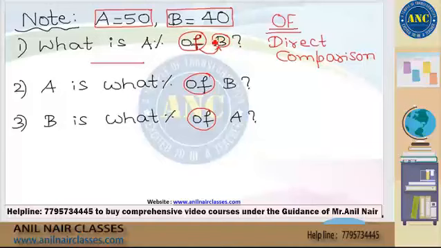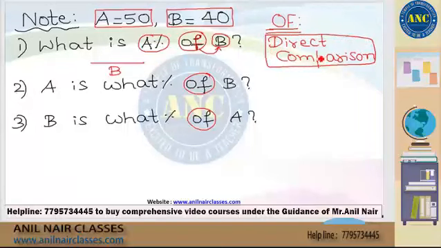What is coming after "of" in the first question? B is coming after "of". That B value should come in the denominator. Simple way of remembering. Then, sir, what is the numerator? Numerator is nothing but directly writing the other variable. That is the reason I wrote here, "of" is nothing but a direct comparison. That means directly write the other variable in the numerator. Your numerator is the other variable, A.